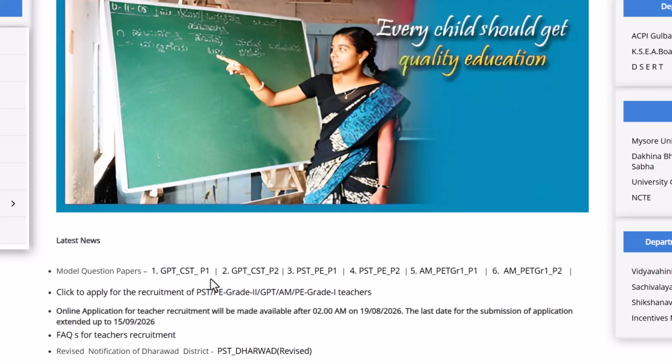You can see here GPT CST paper 1, GPT CST paper 2, PST PE paper 1, PST PE paper 2, AM PET GR1 P1, AM PET GR1 P2. P1 is paper 1, P2 is paper 2. So here in this class we will discuss a model question paper of Gpstr paper 2.